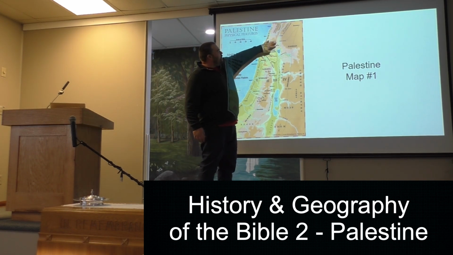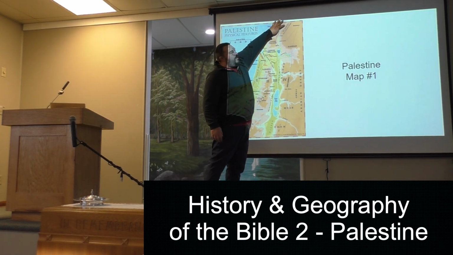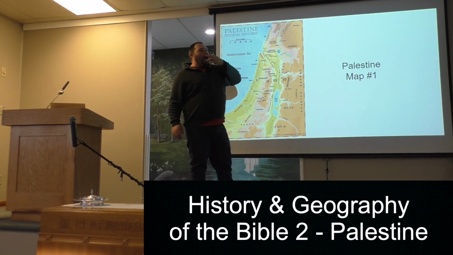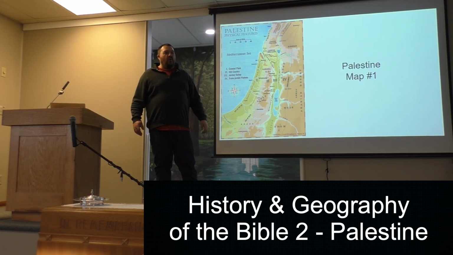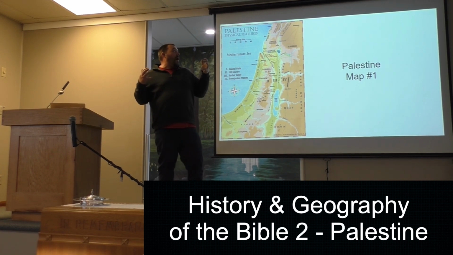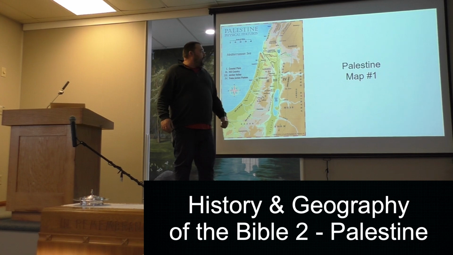So we're going to start up here. You've got the Jordan River that comes up here, and it starts in a spring. I believe it's one of the biggest freshwater springs in the world. Water just pours out of the ground, and that's what feeds this river.